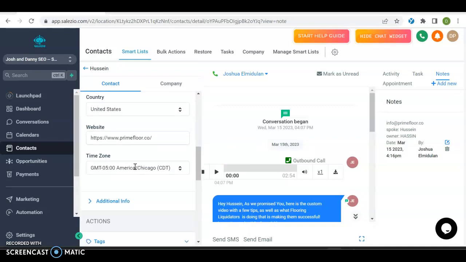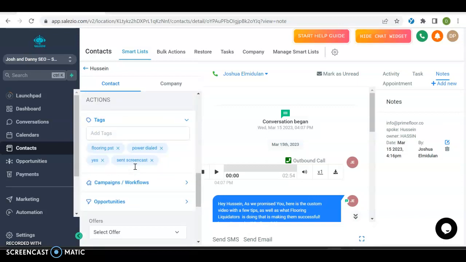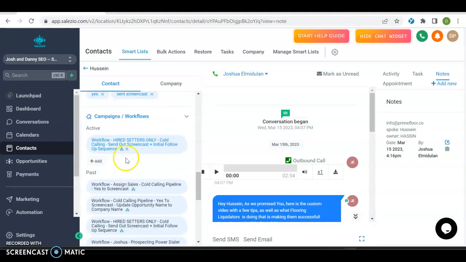If they say they did not watch the video at all and they're going to watch it tonight, this is where you have to come here to campaign workflows. You have to hit this X over here to remove them from here, and then put them right back into the initial workflow sequence by simply typing in hired setters only. It will restart it and it'll get them back in the next day, so you don't have to really worry about anything again. It's the fourth one when we get a yes that I'm going to address in a moment.